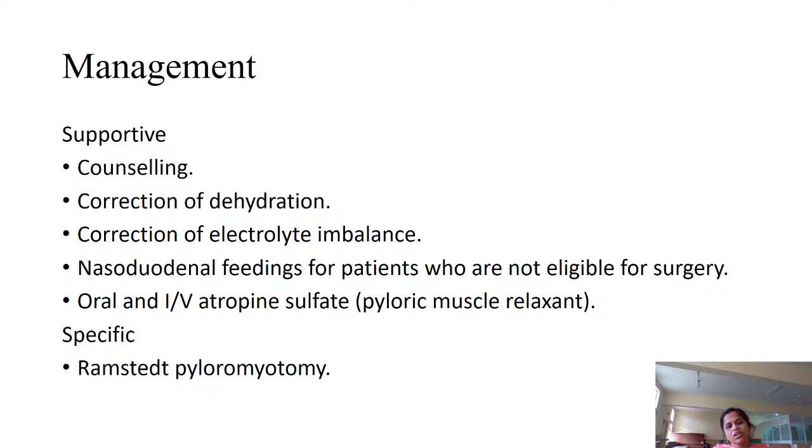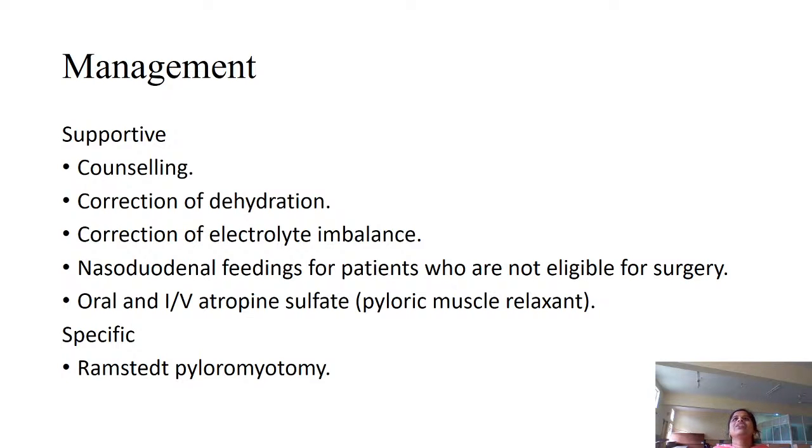Management, yes, it is counseling. You have to make the parents understand the nature of the defect. First, before the child is taken up for surgery, you give plenty of fluids to correct the dehydration, then correct associated electrolyte abnormalities like hypernatremia, hyperkalemia, what we talked about. So, correction of the electrolyte imbalance.